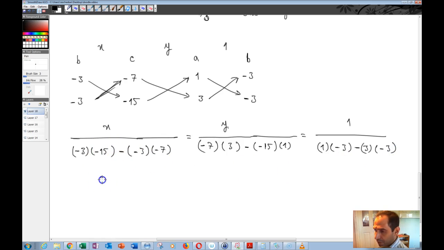And then here you have x over negative 3 times negative 15, which is equal to 45, minus 3 times 7, which is equal to 21, and it's positive 21. And then over here you have y over negative 21 minus negative 15.